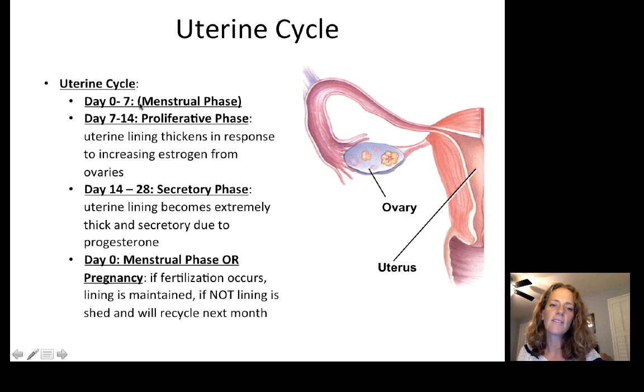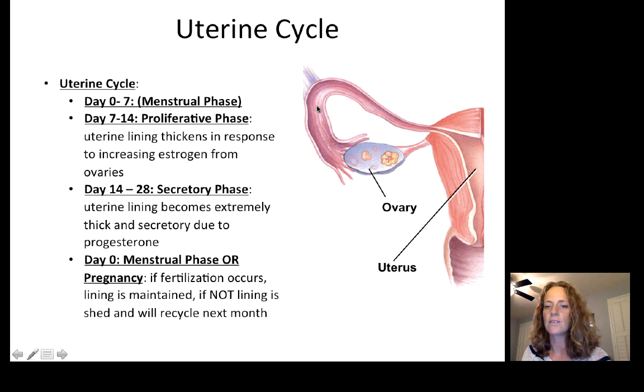So day 0 to 7 is actually cleaning house from the previous cycle. We'll get to that in a second. Day 7 to 14 is in preparation for ovulation. So as estrogen is rising and the follicle is maturing, day 7 to 14 of the uterus is where the uterine lining begins to thicken. So this thickens in response to increasing estrogen from the ovaries. By day 14 then, by ovulation, the uterine lining has thickened, and it continues to thicken and even become secretory up until day 28.